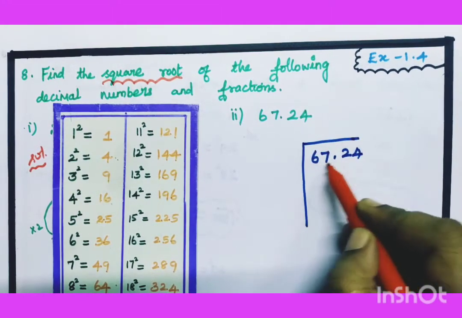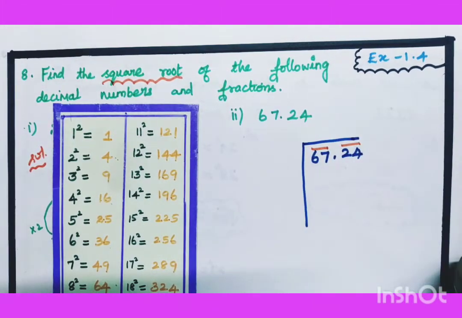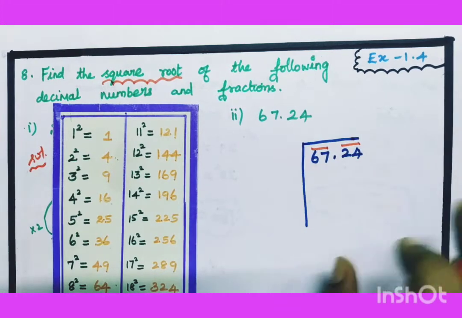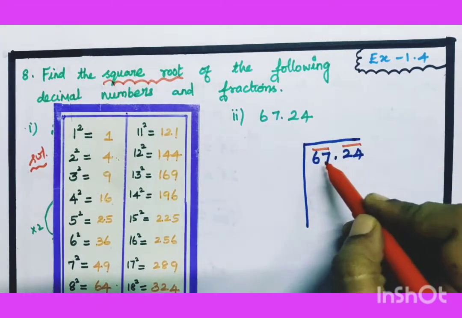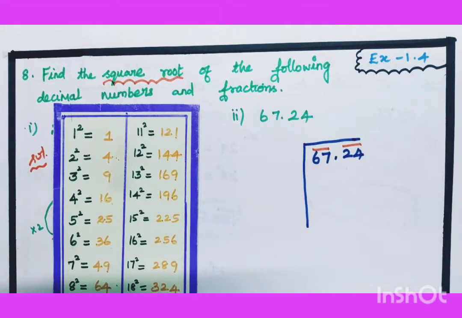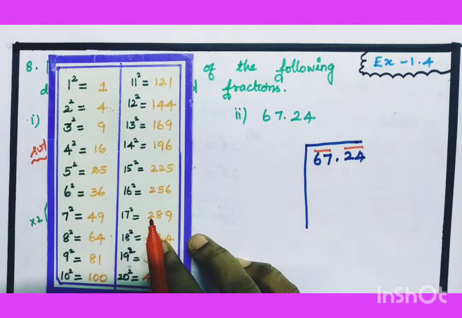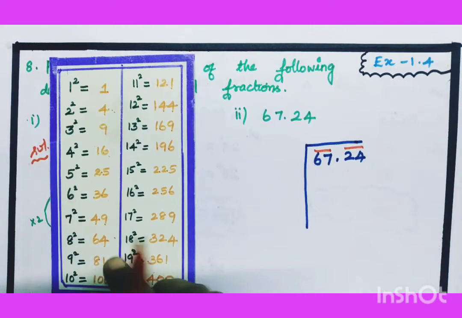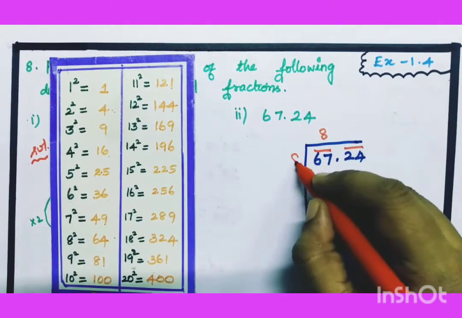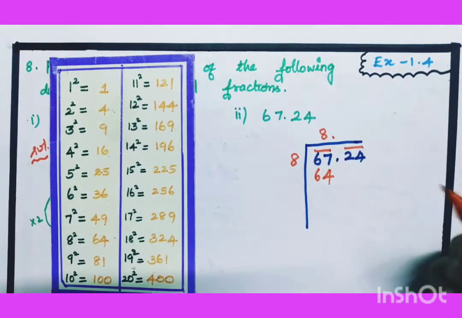See, in the integral part only one pair is given, and after that also one pair is there. So here no problem. We can make the pairs right away. Next, 67 is not a perfect square. So we take 8 squared. I am going to try with 8. 8 8s are 64. Put the point also.